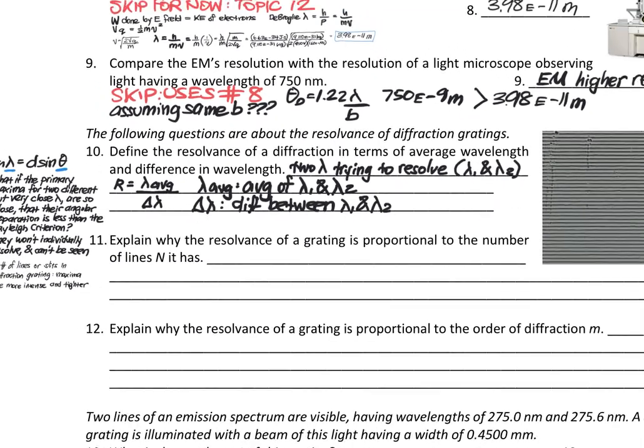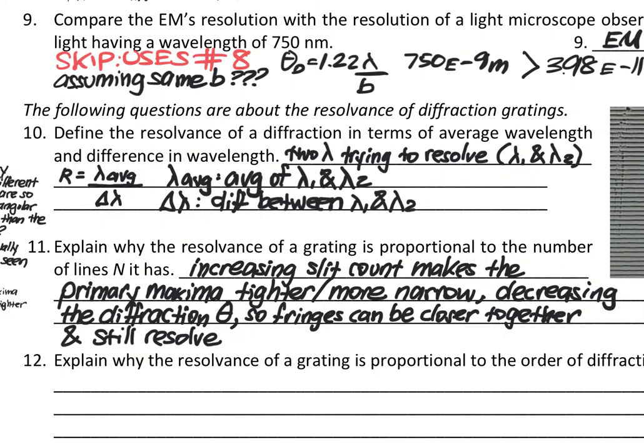And that right there is the answer to number 11. Like I said, increasing the slit count makes the maxima tighter. It really decreases the diffraction angle, so that means fringes can be closer together and still resolve. Now, the resolvence is also proportional to the order of the maxima.